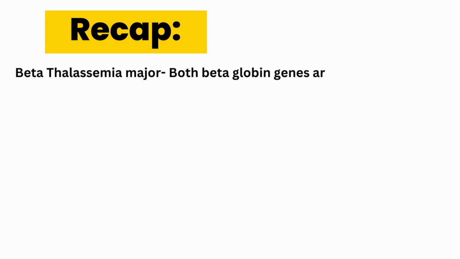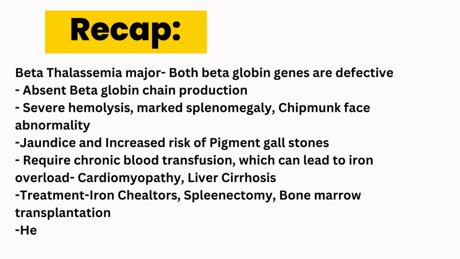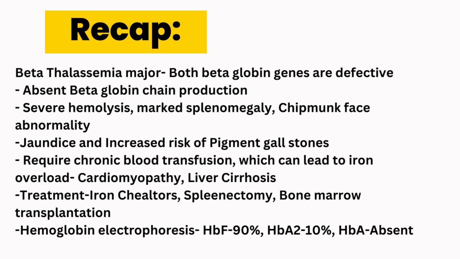So these are some important facts of beta thalassemia major. Let's have a quick recap. Beta thal major is characterized by abnormality of both beta globin genes, and there is severe hemolysis due to unpaired alpha chain production, with marked hemolysis, bone marrow expansion, and chipmunk faces. The treatment is done by splenectomy, regular blood transfusion, iron chelator, and bone marrow transplantation.